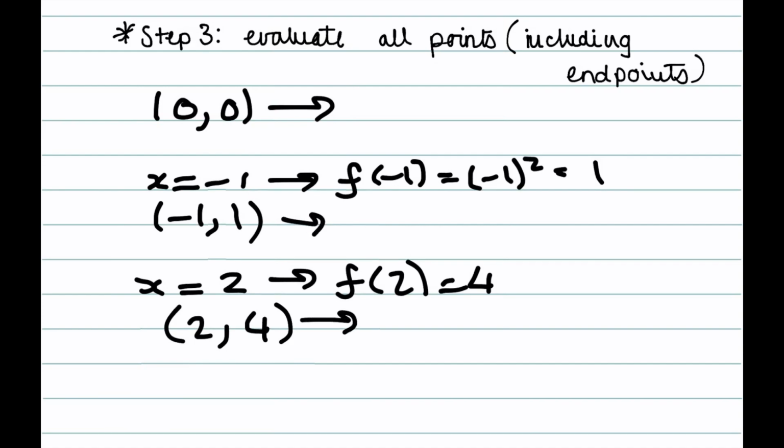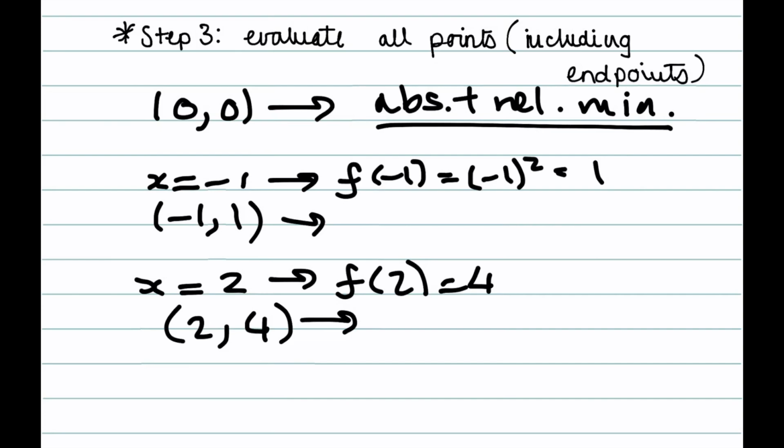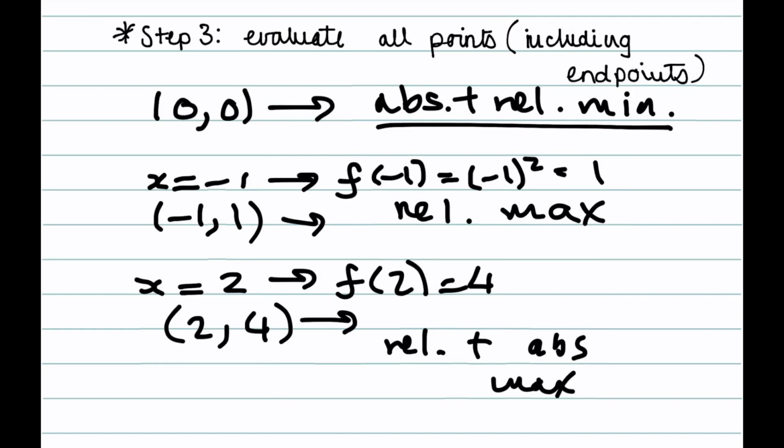Okay, so (0, 0) is actually our only minimum value. So it is, in fact, an absolute and a relative minimum. (Minus 1, 1) is a relative maximum defined on this interval. And (2, 4) is the relative and absolute maximum defined on the interval between minus 1 and 2. And that is minimum and maximum values.